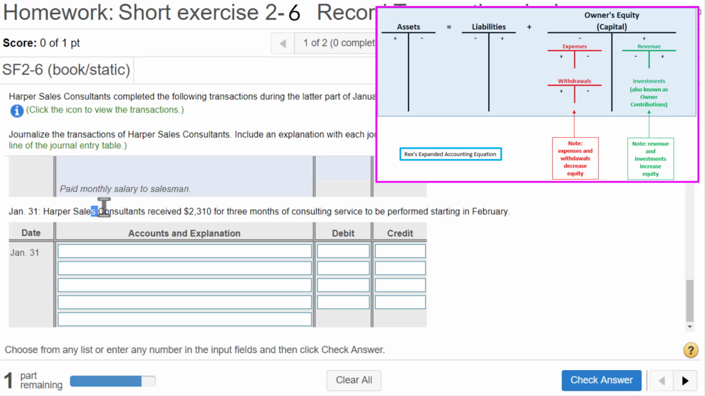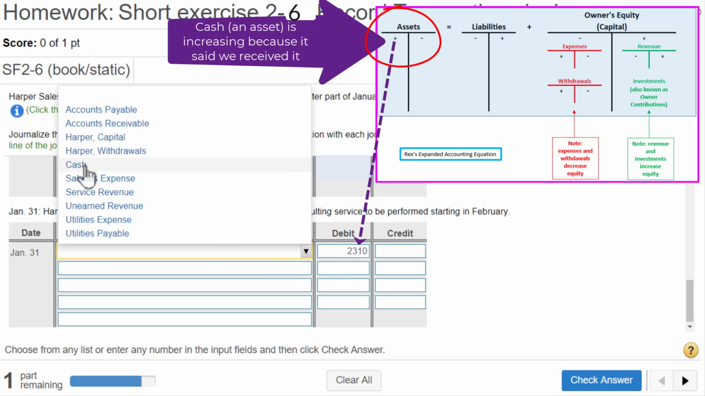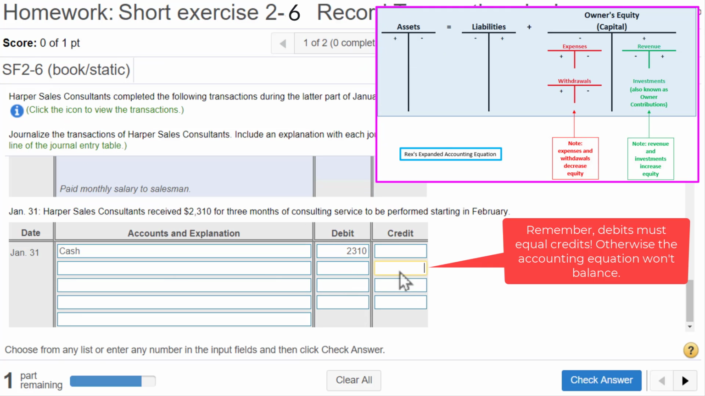Next, Harper Sales Consultants, that's us, received $23.10. All right, so it says received $23.10, so we know cash is involved. Which way is cash going? It's going up. And if cash is an asset, so if cash is going up, is it a debit or credit? That's a debit, so I'm going to put cash as a debit account. And then we know the other account has to be a credit. Let's see, so why did we get paid? For 3 months. So we received the money for 3 months of consulting service.